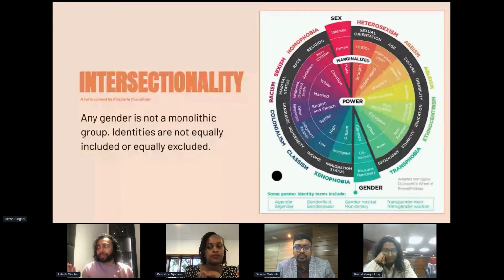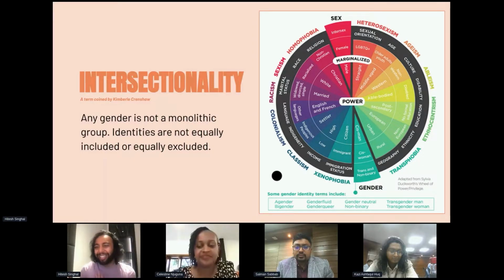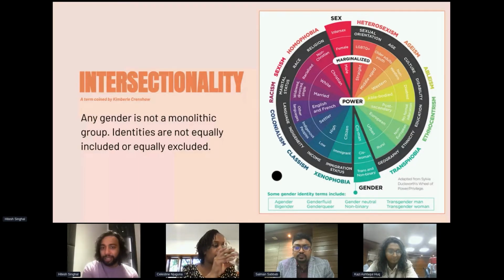We wanted to show this diagram, which kind of captures what we say about gender and this term we are calling intersectionality. This diagram looks intense, but bear with me and we'll spend some time here. You'll find it actually quite intuitive and easy to use. So, intersectionality, formally, means any gender is not monolithic. Identities are not equally included or equally excluded. So what it means is that there is a whole interconnected nature to social identities.